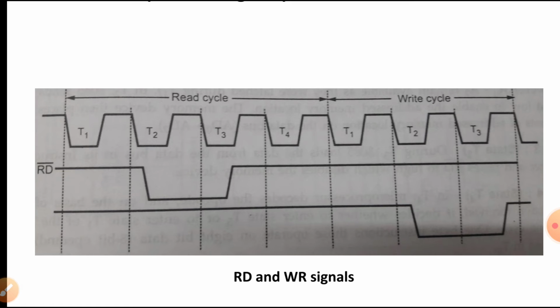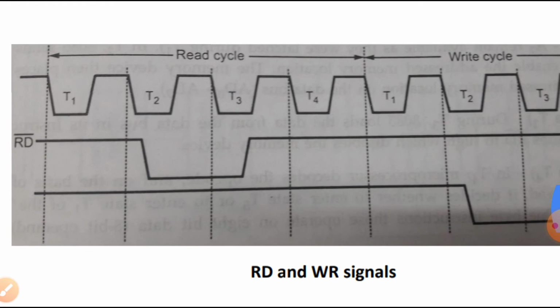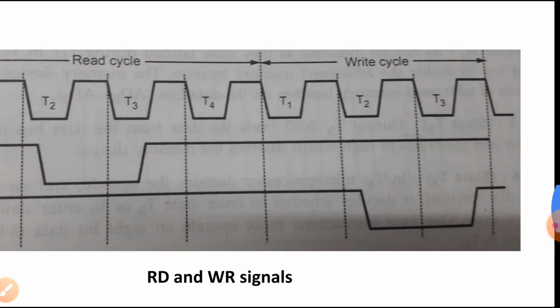So we know that the data transfer in 8085 takes place only in T2 and T3. So these signals are activated during T2 and T3. There is no need to activate this signal in T1 because data will be available only in between T2 and T3. That is why the read signal, or if it is a write cycle, the write signal, both are activated only at the interval of T2 and T3.